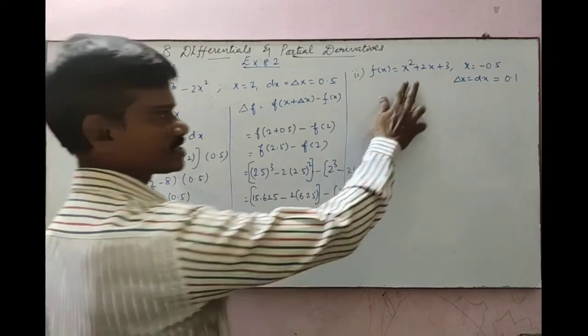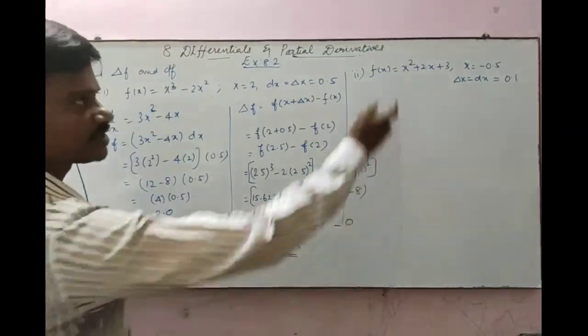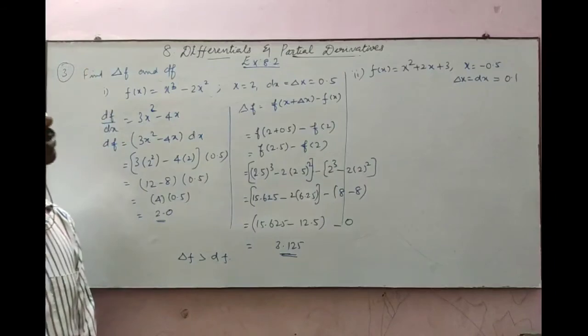Like that you do the second sum as homework with the given function f of x is equal to x square plus 2x plus 3.